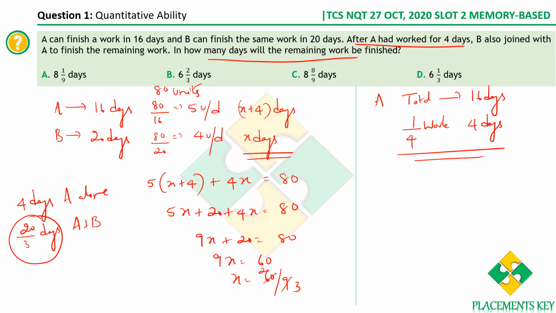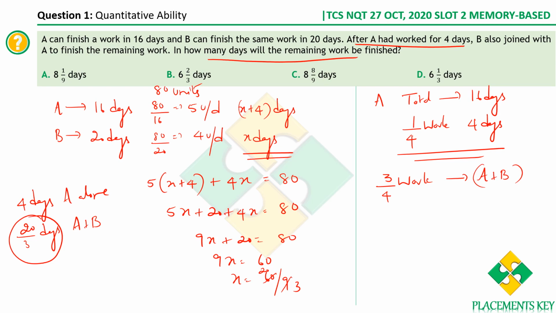Now how much work is remaining? We know that 3/4 work is remaining. Now who should do 3/4 of the work? Both A and B together have to do 3/4 of the work. If there were no other constraints, A and B can finish the work in how many days? We know this formula, right? AB by A plus B days.